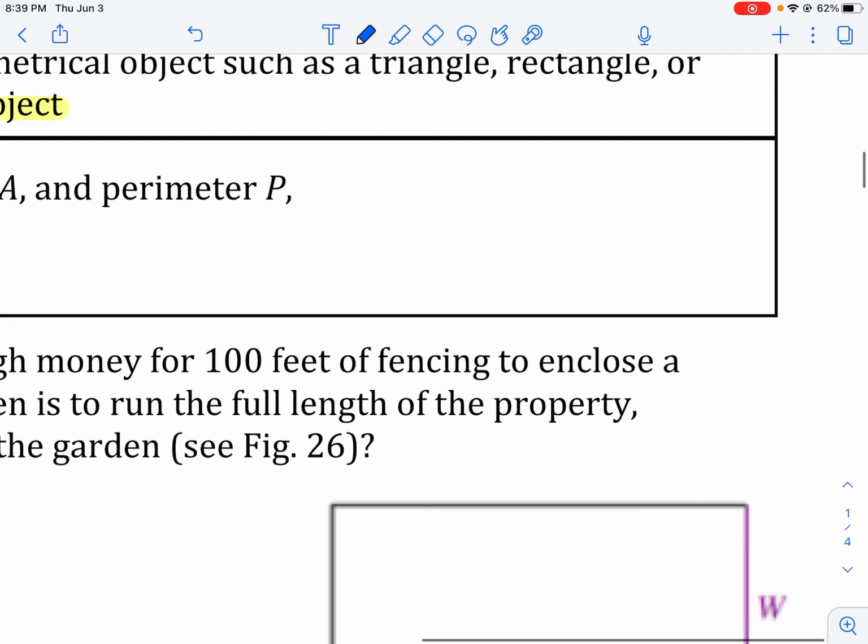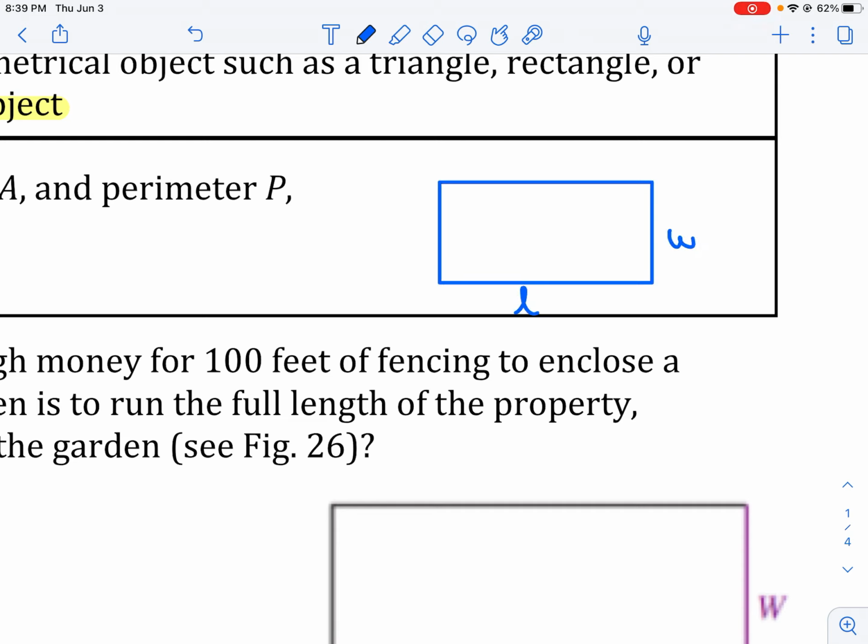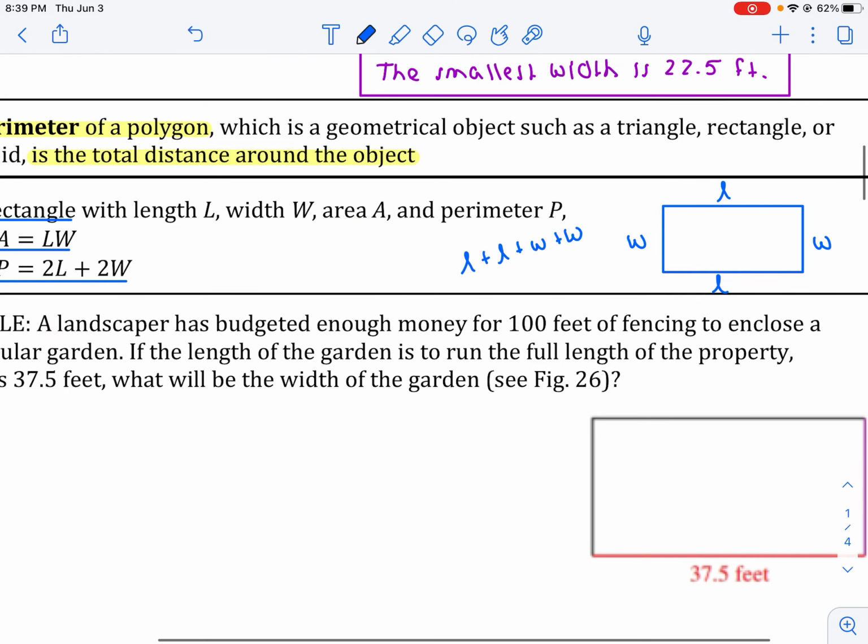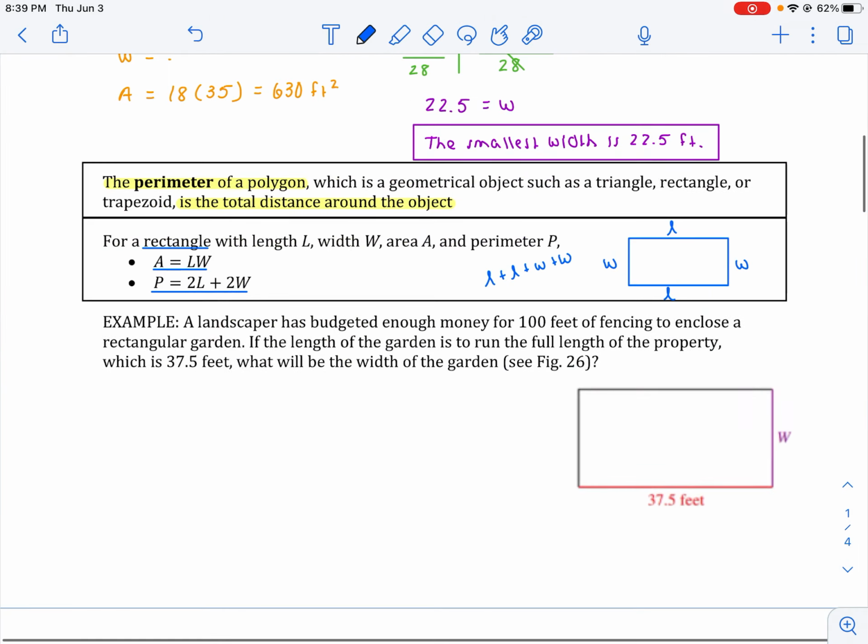And you could even visualize this with a picture. So if we have a rectangle with our length and our width, well, there are 2 lengths and 2 widths, so the distance around that rectangle, that's where they get 2L plus 2W, because we would take L plus W plus L plus W. And that's how they came up with the perimeter. Let's look at an example.